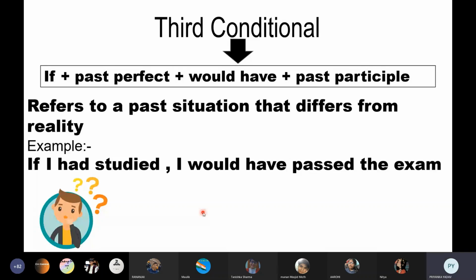If she had studied well, comma, she would have got 95%. Second sentence, if you had come last week, comma, I would have given my notes to you, right? I think everybody has understood. And with this, I'm going to end this session.